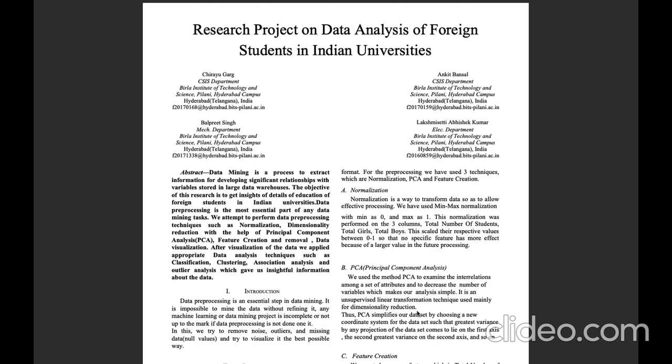Our project is based on the data analysis of foreign students that are pursuing higher education in Indian universities. The data collected from the data.gov website consisted of 13 attributes. We performed various pre-processing techniques for making our data appropriate for visualization and further analysis.